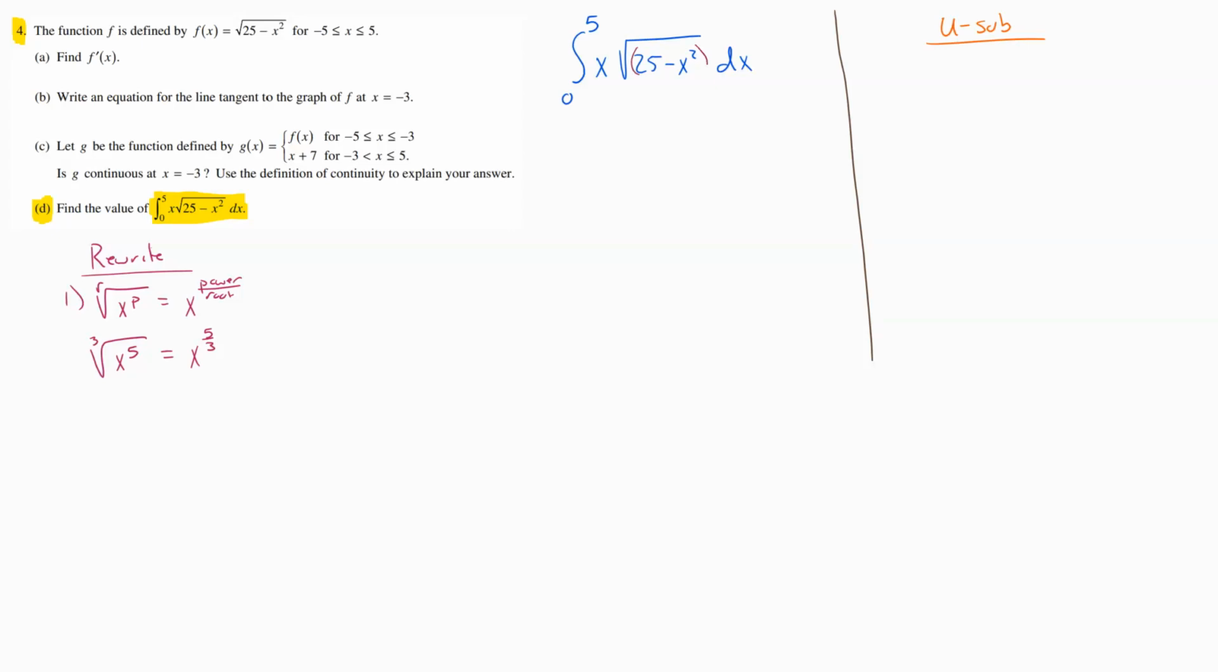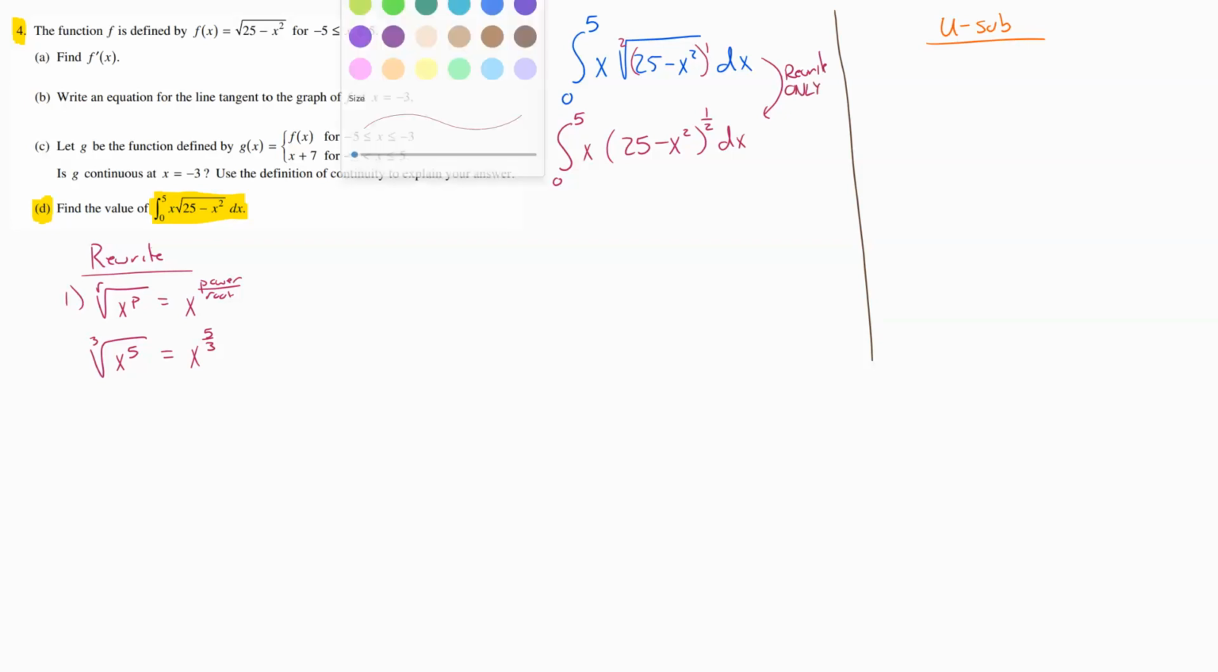So on our problem here, all that stuff on the inside is to the first power, and then that's a square root. So before we even dive into our U-substitution, we would rewrite this as x times 25 minus x squared to the power of 1 over 2 dx. So that's just a rewrite only. And now we start running through our U-substitution process.